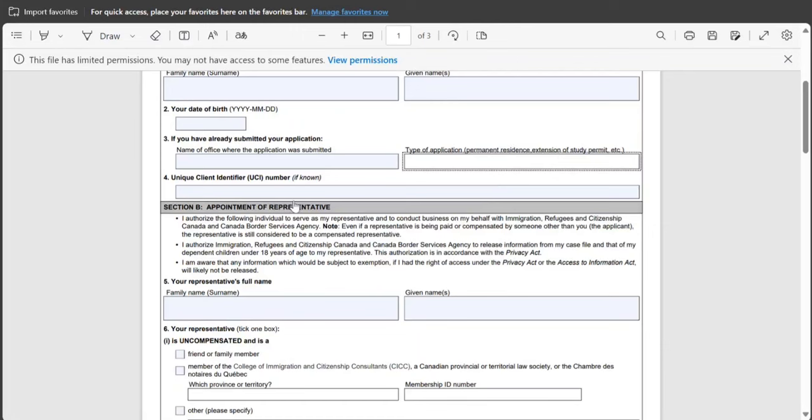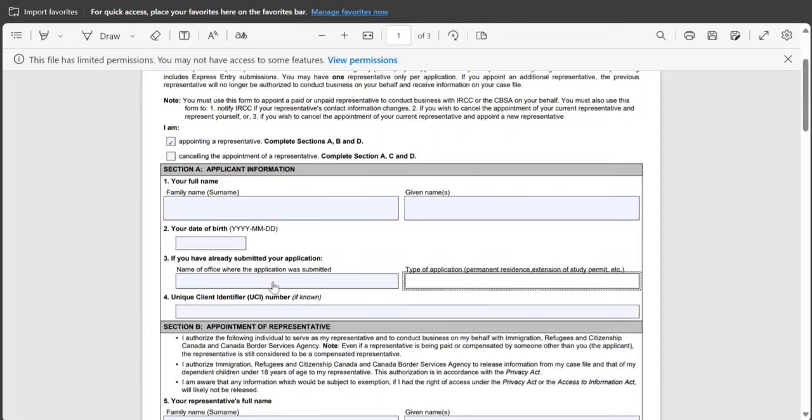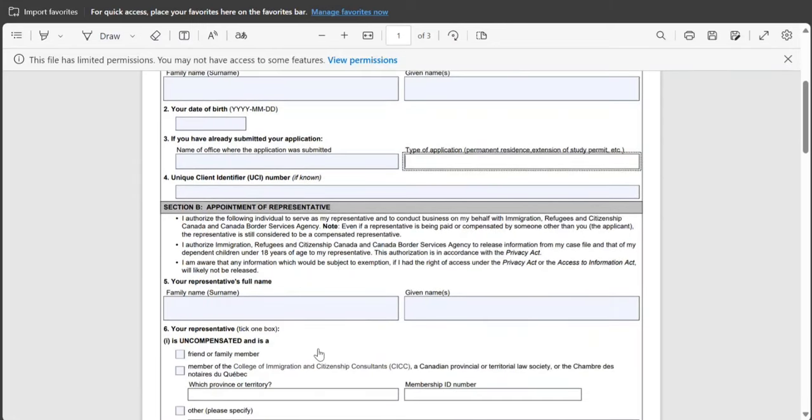If you have already submitted, and even if you have got the AOR, acknowledgement of receipt, definitely you have your UCI, and it's very good to note it down. But even if you don't have it, they will find it out anyway. Okay. So I would tell you to definitely put this appointment of representative.